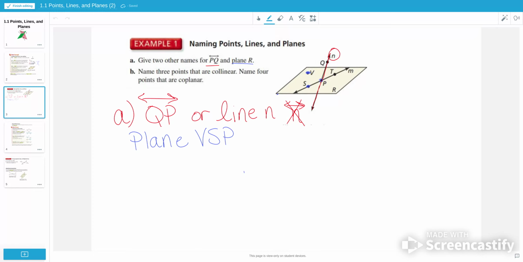Another name that I could use, I could switch out my S and use T. So I could say plane T, P, V. So 3 points together, no commas in between when we name a plane, but we have to specifically say that it's a plane.